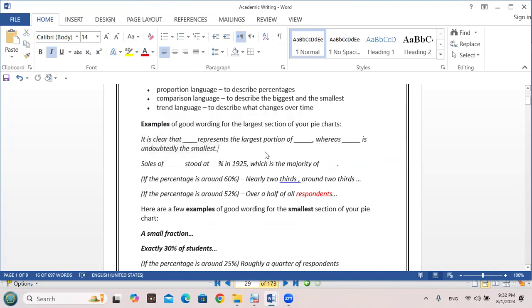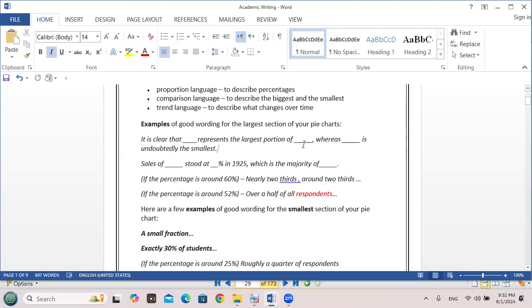So this one here, usually speaking now in America and in some academic writing, you're supposed to add a comma when you have an independent clause and a dependent clause. So we use a comma before the dependent clause. You got it? Yes, so sales of what stood at what, you have here to add the percentages in 1925, which is the majority of what.